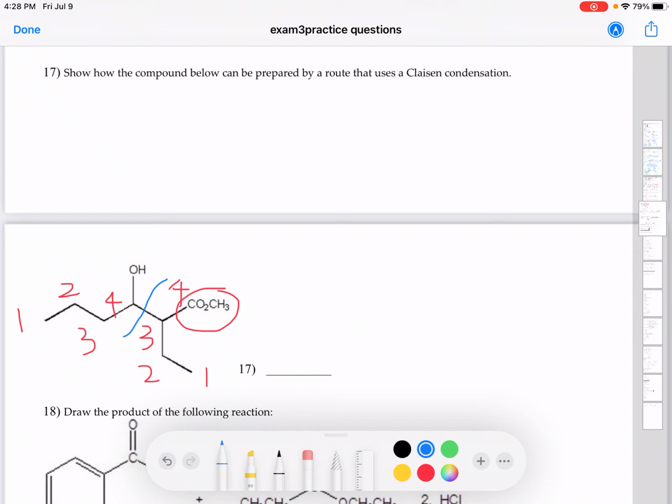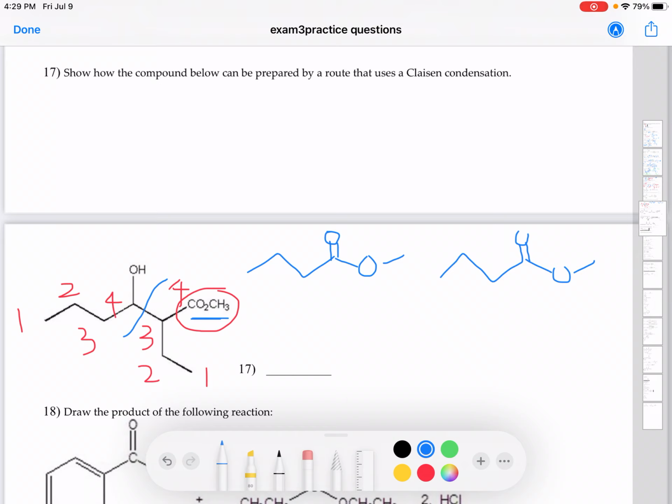Now let's identify the ester. So you can see here the ester part is CO2CH3. So we're going to condense these two together. 1, 2, 3, 4, COO methyl. And the other one is going to be the same. And then we are going to do a Claisen condensation between 2 esters.